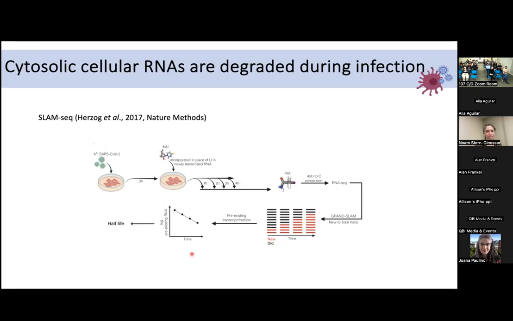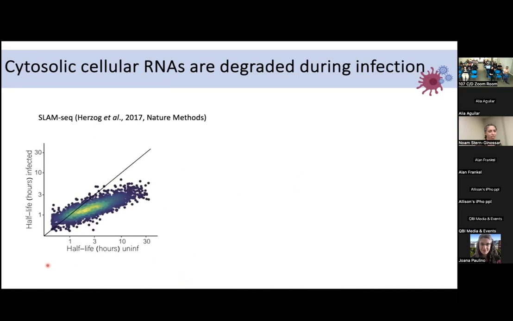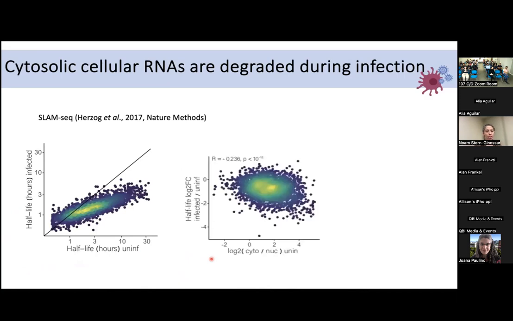And this experiment actually gave a very clear answer. So you can see here the half-life in infected cells of all cellular RNA versus the half-life in uninfected cells. And there was a major reduction in the half-life of almost all transcripts. And we can show also on a genome-wide level that this reduction in RNA stability occurs mostly for cytosolic transcripts, whereas nuclear transcripts are much less sensitive to reduction in their half-life. So the conclusion was that SARS-CoV-2 can induce massive mRNA degradation of the host.